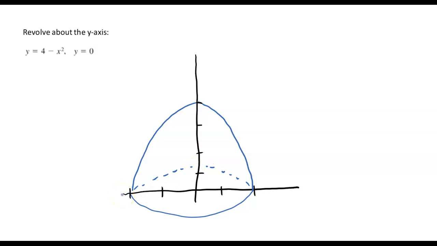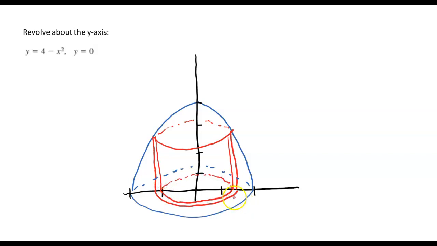Now, instead of stacking discs one on top of the other, I'm going to build a shell. And we're stacking them one inside the other. So this shell is going to go like this, and it's going to swing around. And the bottom is going to go like this, and it's going to swing around like that. Now the thickness of this shell is dx. The height is y, because it's coming out to a point x comma y. And the radius is x.